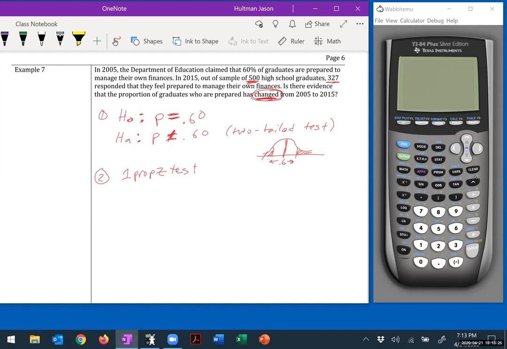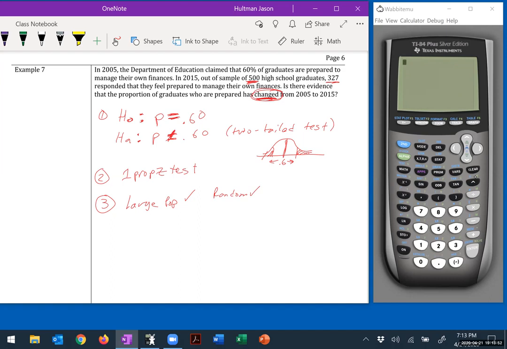Okay. Number 3, can we even run the test? Is it a large population? Large population, sure. Is it a random sample? Sure. The Department of Education, yeah, I would say that's a large population. Are they randomly assigned? Sure. We're going to assume random.